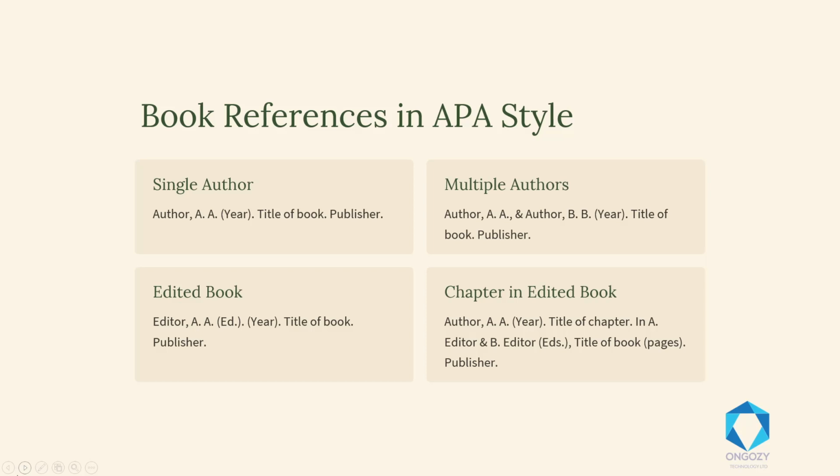Then we have an edited book. When you have an edited book, you write the editor, then the editor, comma, their initials, and then you put a full stop after each of the initials. Remember, we are using the last name, then the year of publication, the title of the book, and the publisher.